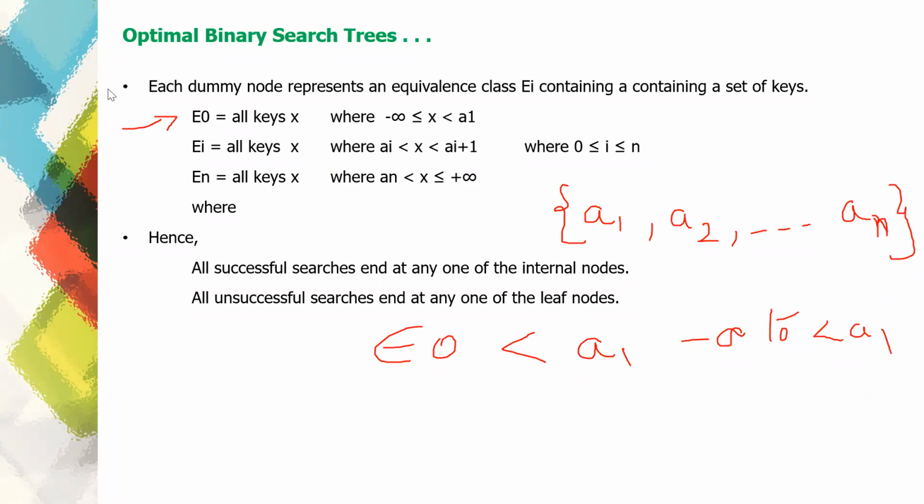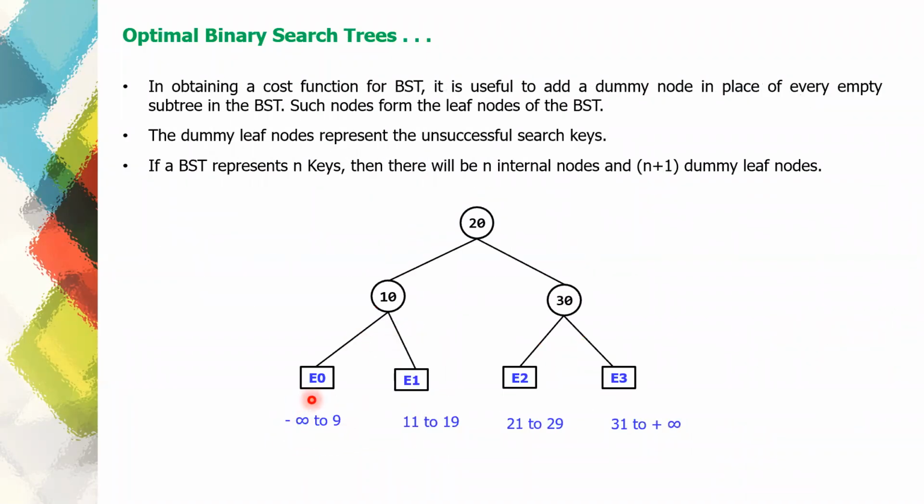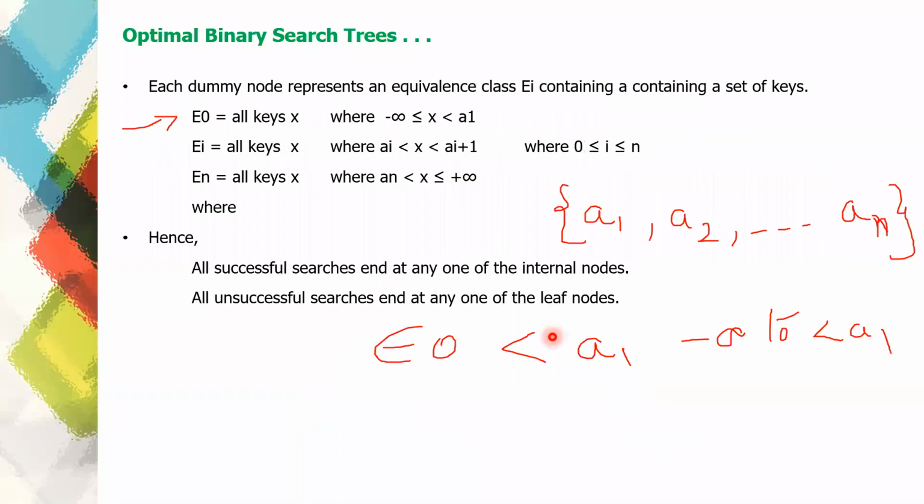So that is what I have written here. E0 is equal to all keys from minus infinity to less than A1. Then the remaining in-between sets, E1, E2, E3, and so on. Each dummy node Ei will consist of all the keys x between Ai and Ai+1. Then the last, rightmost dummy node, is En. In between all are Ei, and the last one is En. So En will be equal to 31 to plus infinity, that is, the last number, An, to infinity. So this is how you are going to represent the unsuccessful keys.